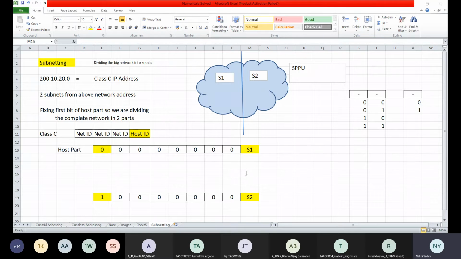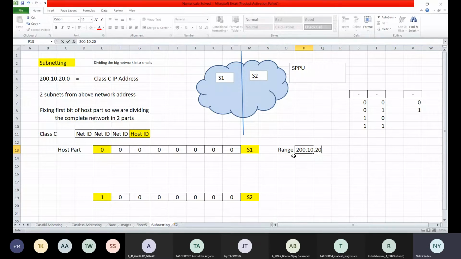Now the first question is, what is the range for this particular class? Suppose I want to find out the range of this particular subnet, that is my S1 subnet. Can anybody tell me what will be the range of this subnet? The network part I have to keep as it is. So the network is 200.10.20. I am keeping the network as it is, right?